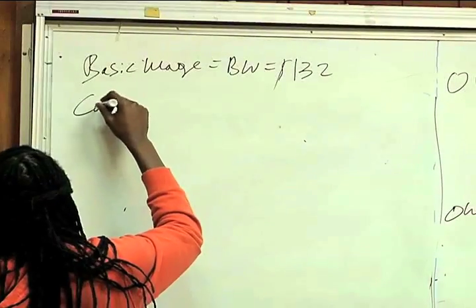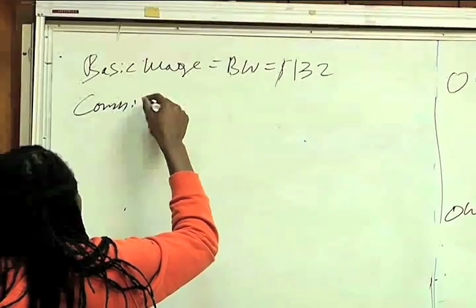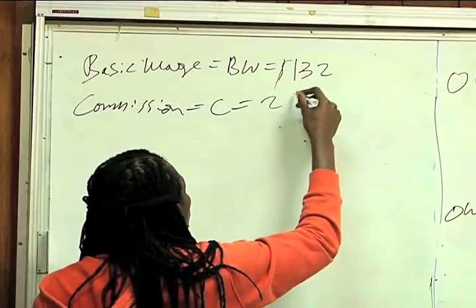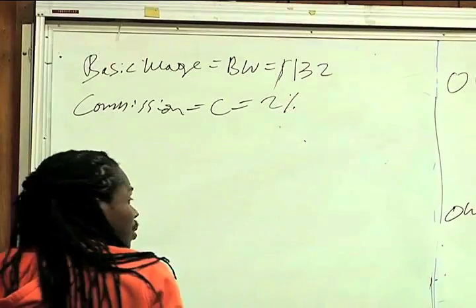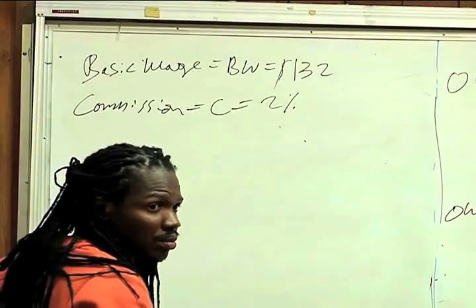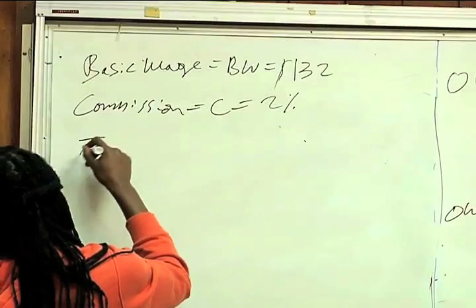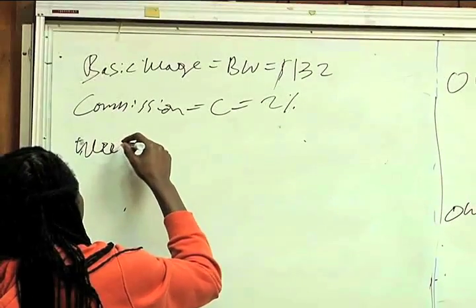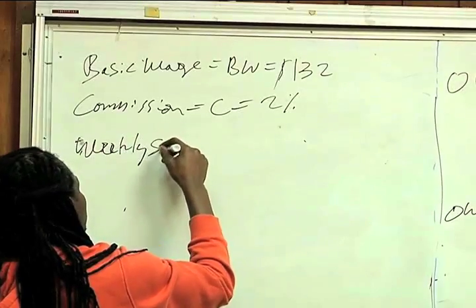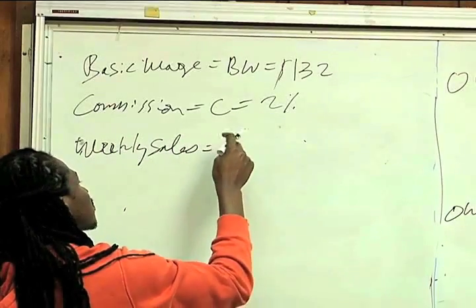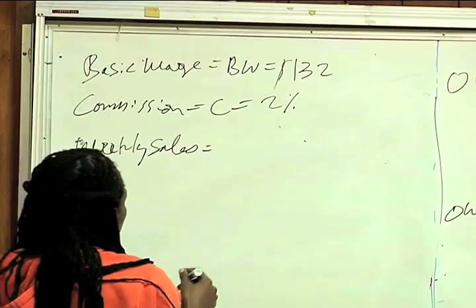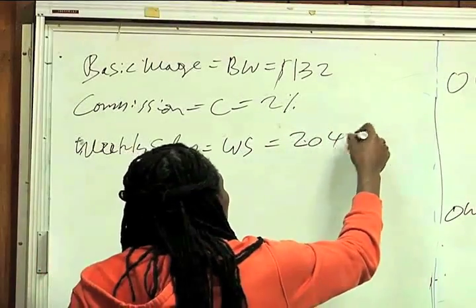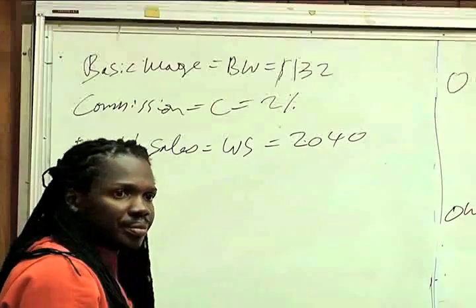What else we know? Commission is 2%, C equals 2%. And in a certain week, the value of her weekly sales is 2040. What else do we know? Nothing else.